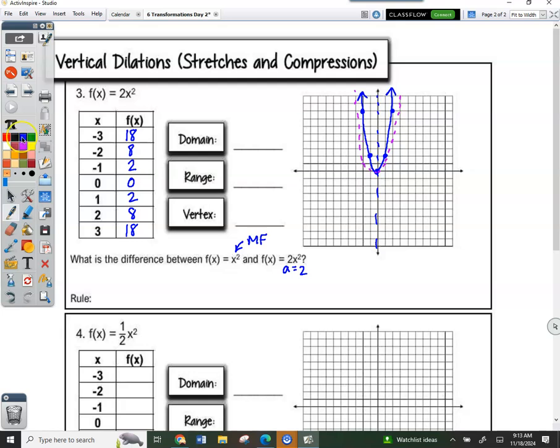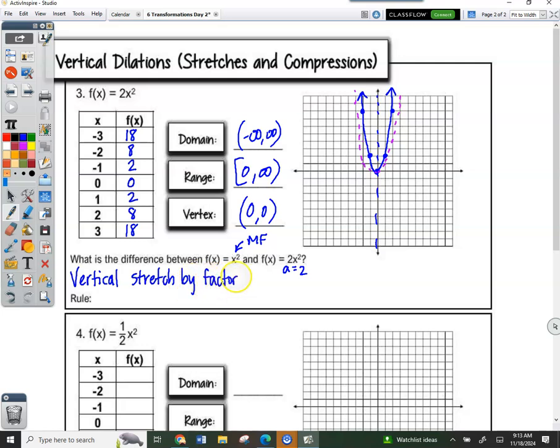What's the domain? Why are y'all not answering before I read it? What's the domain? Negative infinity to infinity. What's the range? 0 to infinity. The vertex? 0, 0. So what's the difference here? It is a vertical, this is the fancy word for it, stretch by a factor of 2. Vertical stretch by a factor of 2.